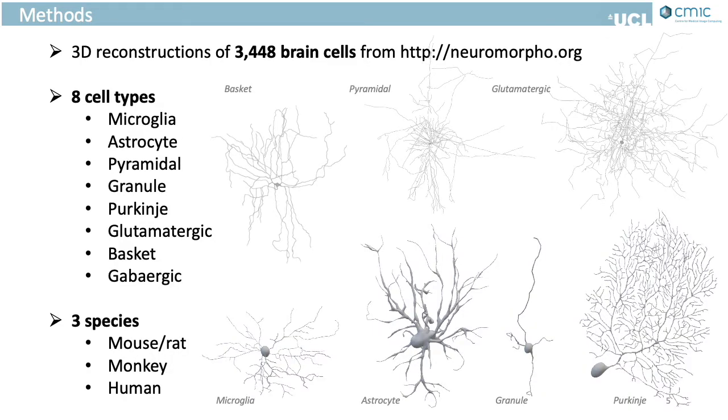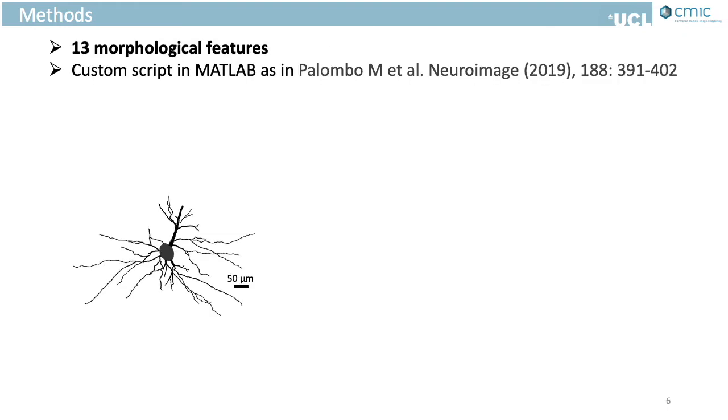We downloaded and analyzed the three-dimensional reconstructions of about 3,500 brain cells from neuromorpho.org, representative of 8 cell types from 3 species. We measured 13 morphological features using custom scripts in MATLAB as we have previously described. We first measured the general features such as the degree of branching of cellular projections, the number of primary projections radiating from the soma, and the extent of the cellular domain.